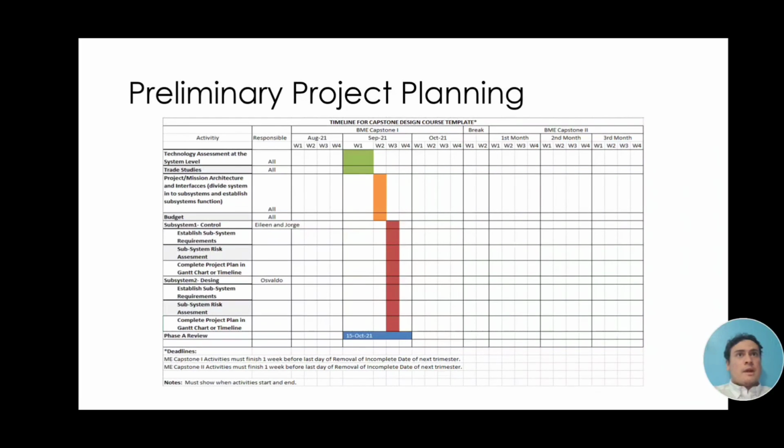Here we have the preliminary project planning. As you can see, Eileen and Jorge will be working on Subsystem 1 of Controls, and Osvaldo on Subsystem 2 of Design. We propose as preliminary date October 15 for the Phase A review.